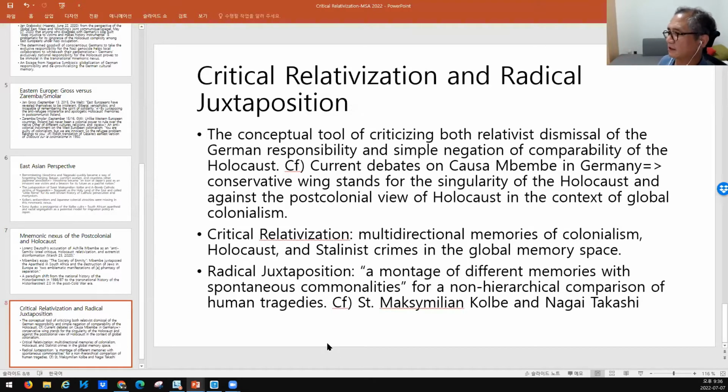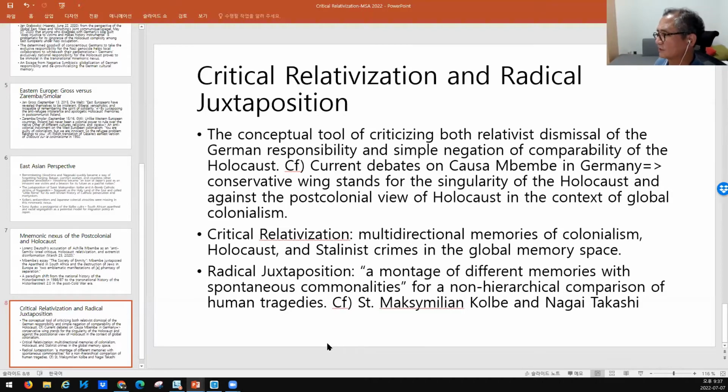By witnessing these interesting debates in Poland, Germany, and Japan, I could reach a certain idea or wording of critical relativization and radical juxtaposition as a way of understanding a mnemonic nexus of post-colonial and Holocaust. So the conceptual tool of criticizing both the relativist dismissal of German responsibility and the simple negation of comparability of the Holocaust, I really want to elaborate these two key concepts.